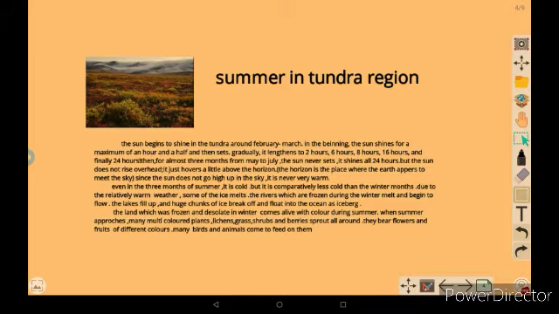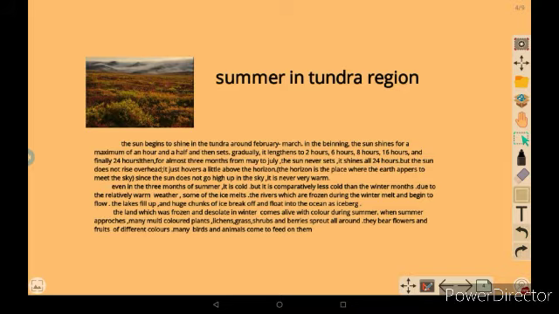Then, in the summer, plants sprout and grow all around so that they can bear flowers and fruits of different colors, and many birds and mammals come to feed on them. Okay, we have learned this, so let's go to the next topic, vegetation.